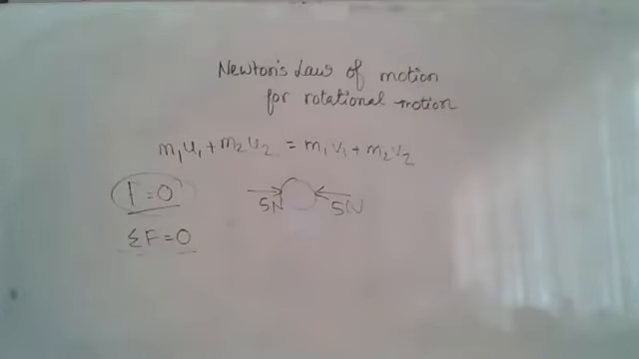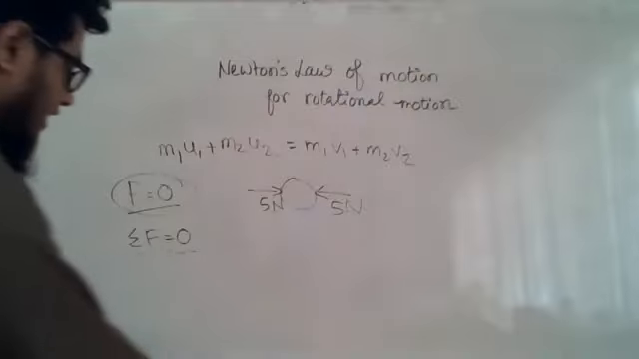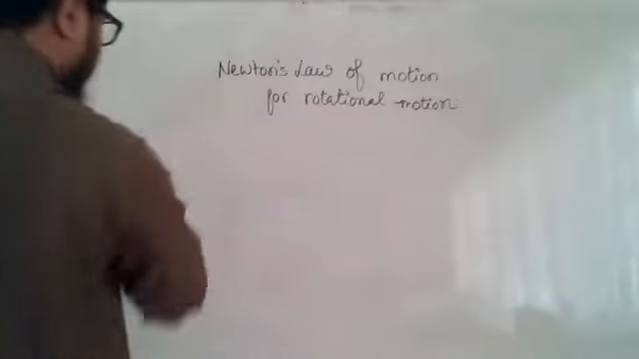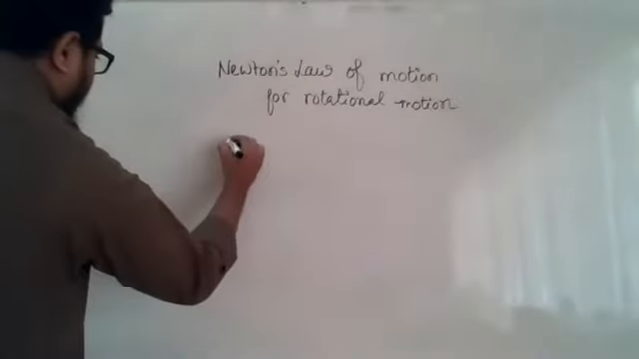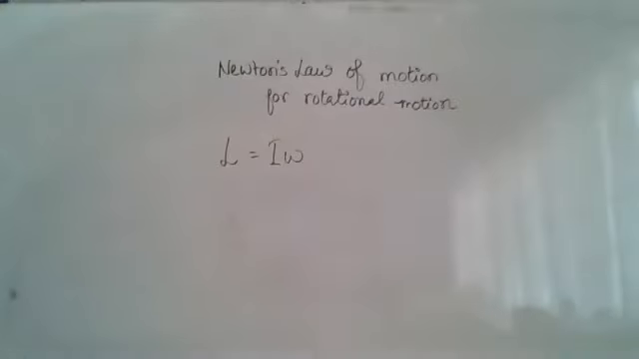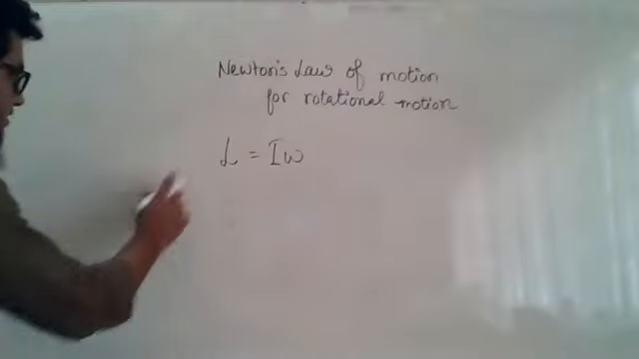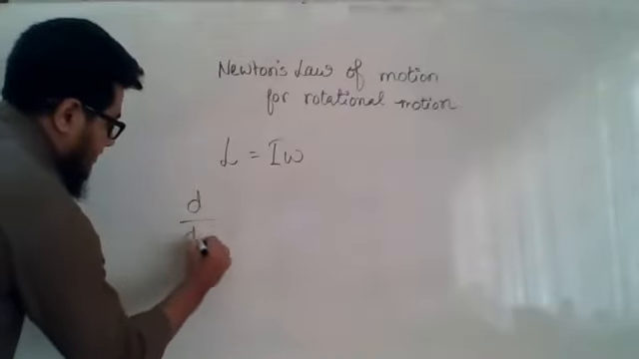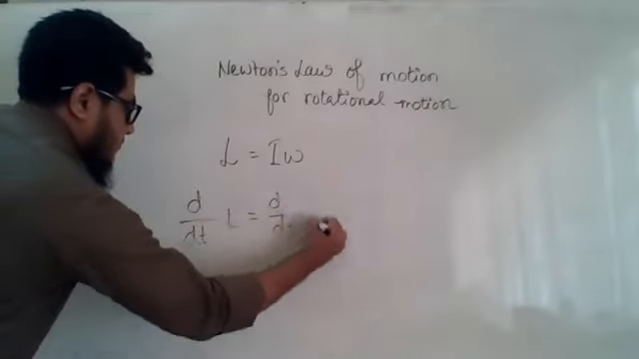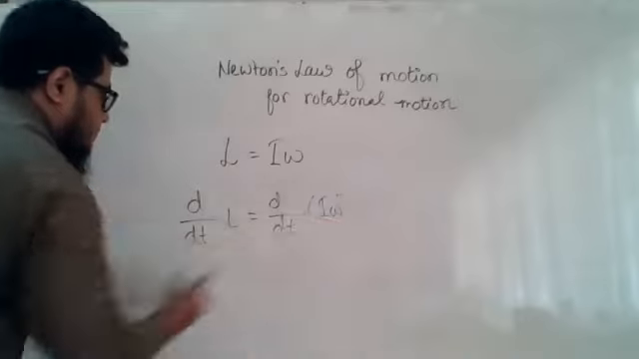If the moment of inertia of a particle is I, angular velocity is omega, and angular momentum is L, we already know that L is equal to I omega, right? In the second class, we studied this one. If you remember, L is equal to I omega. Now differentiating with respect to time, d/dt of L equals d/dt of I omega, right?